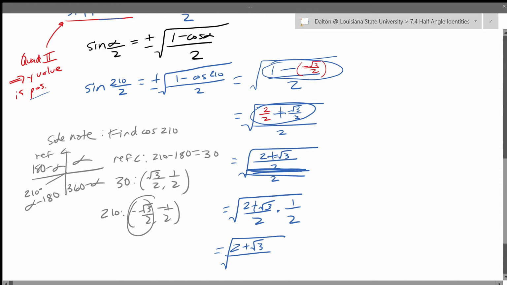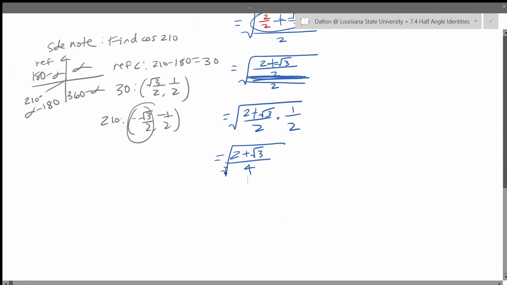And then all over 2 times 2 in the denominator is 4. Now, since 4 is actually a square number, I can take its square root. So then I can end up with the square root of 2 plus the square root of 3 all over 2, not under the radical anymore, because we can take its square root.